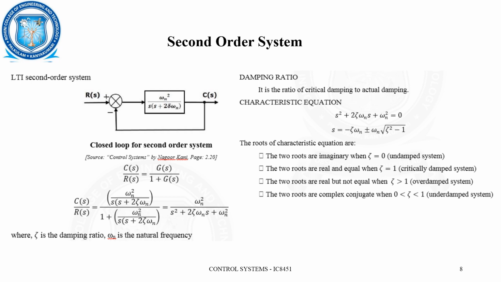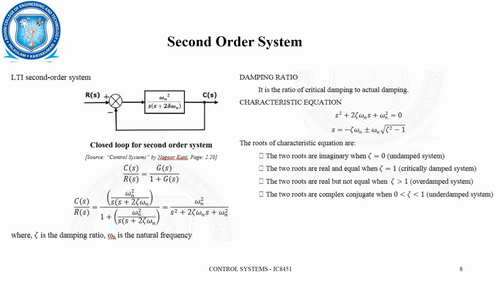Second, when zeta is equal to 1, it means critical damping, because the damping ratio formula is the ratio of actual damping to critical damping. So when both are equal, only then will the damping ratio be equal to 1. When actual damping reaches critical damping, we call the system a critically damped system.